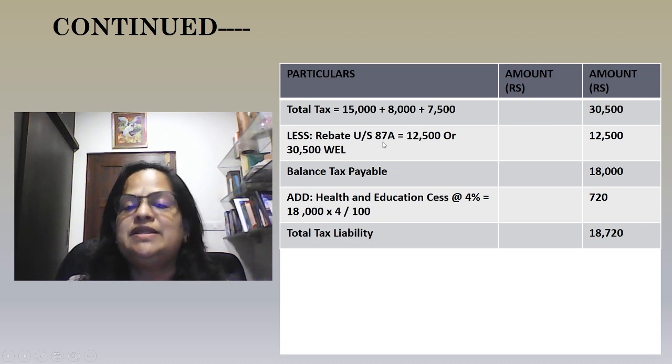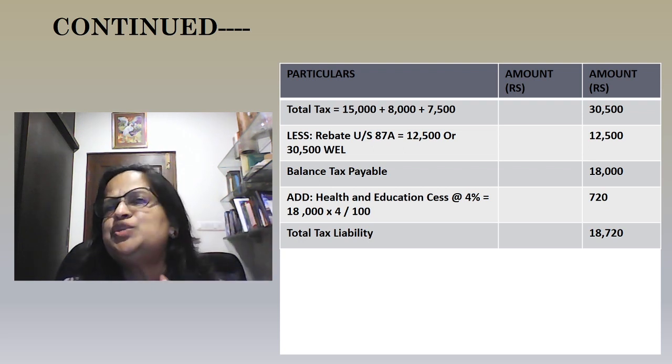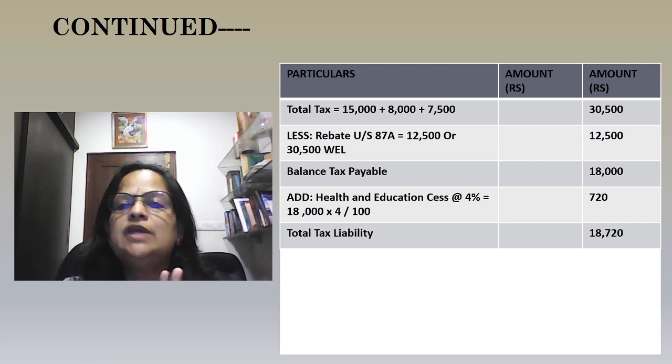Now less rebate. His income was less than 5 lakhs. His gross total income is 4,90,000. So here rebate will be applicable. This is an important adjustment. You have to please remember. So the rebate will be either 12,500 or tax liability what you calculated 30,500, whichever is less. So here it is 12,500.